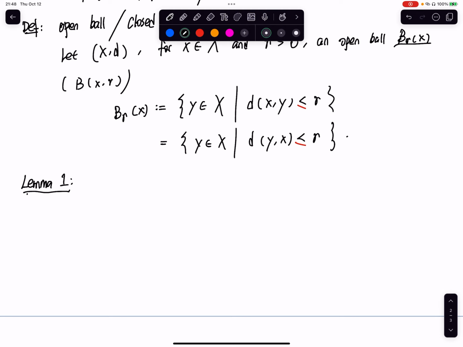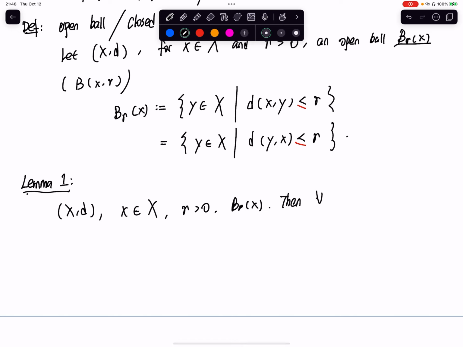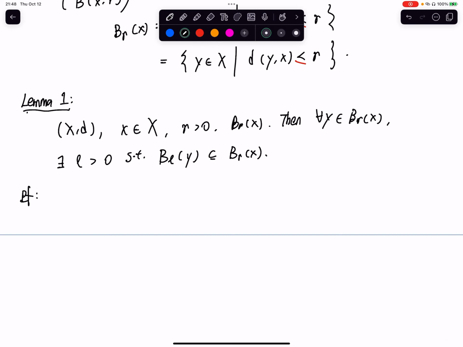This is a very useful lemma. Still, (X, d) is a metric space, and x is a point in X. r is greater than 0, a constant, and B_r(x) is an open ball defined as above. Then for all y in the open ball B_r(x), there exists a rho greater than 0 such that B_rho(y) is a subset of B_r(x). The proof is quite simple.